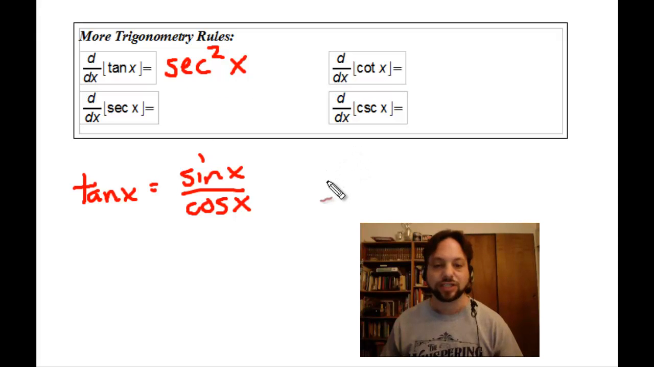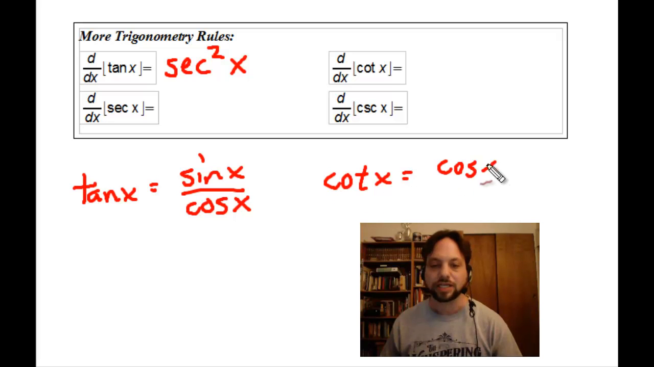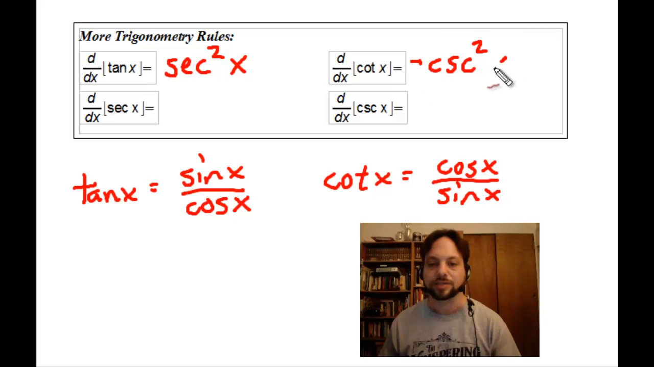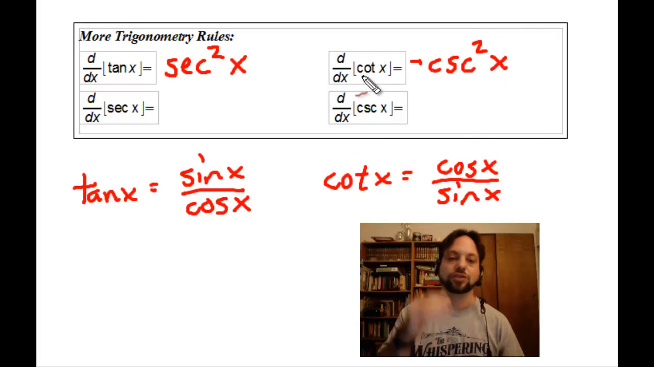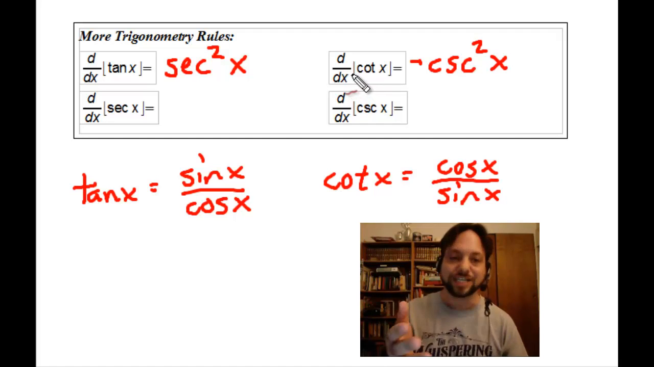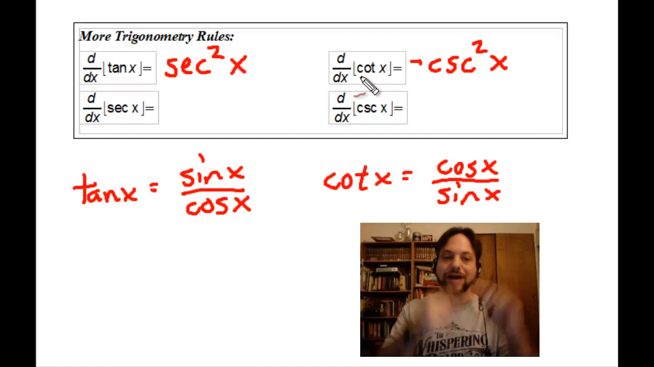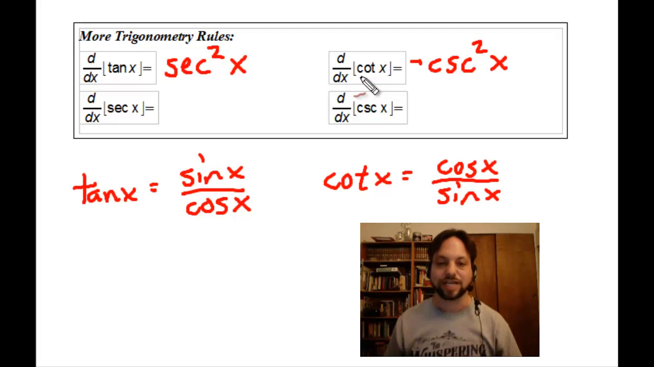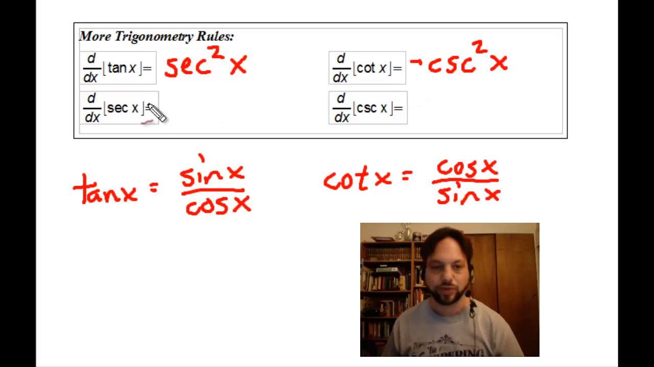And the derivative of cotangent, well, remember the same thing again. Cotangent is simply cosine x over sine x. So do the quotient rule to that, and what you'll find out is that we get negative cosecant squared x. Now be very careful. The derivative of tangent and the derivative of cotangent are not reciprocals the way that tangent and cotangent are, so don't get into the habit of thinking that. Know that the derivative of tangent is secant squared, and the derivative of cotangent is negative cosecant squared.